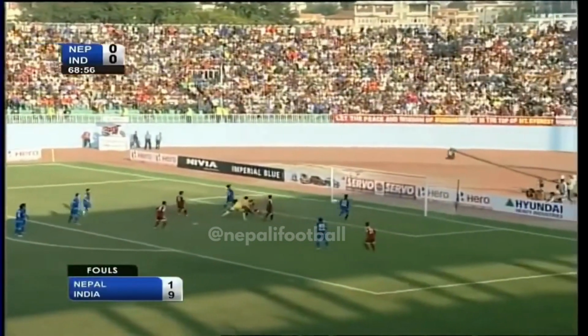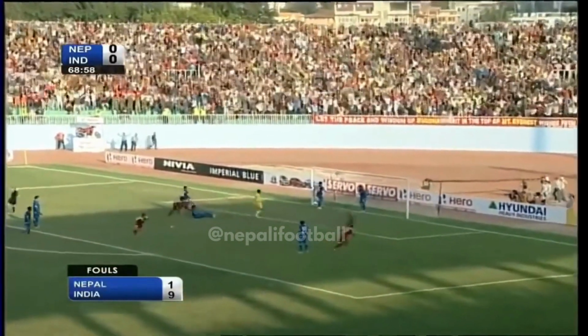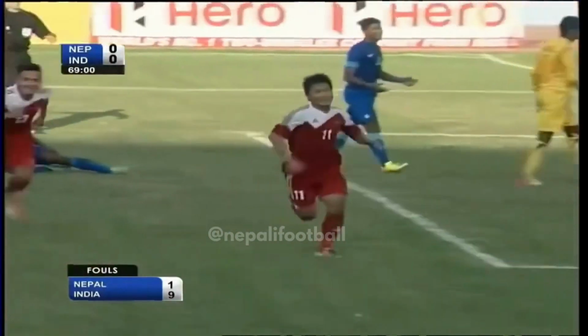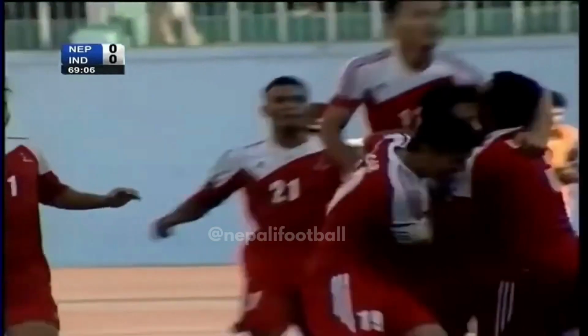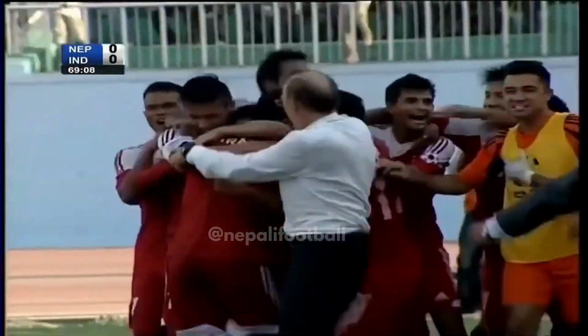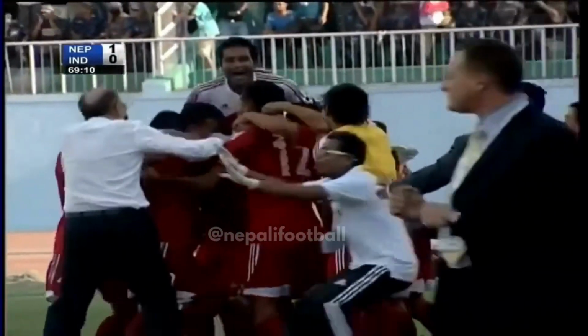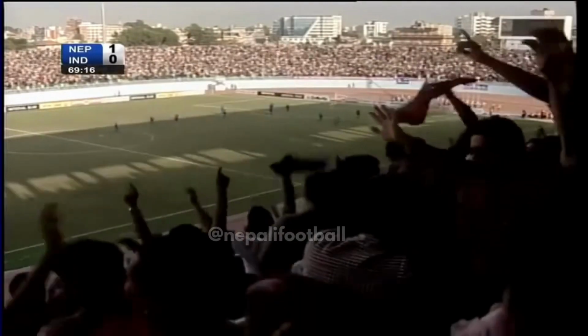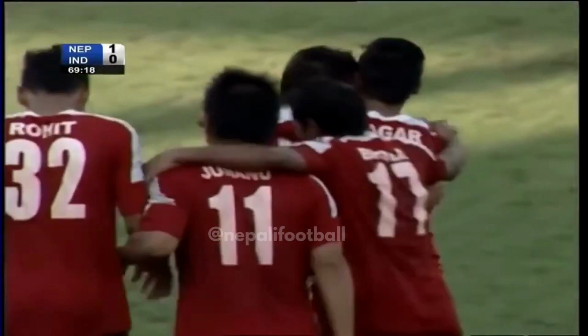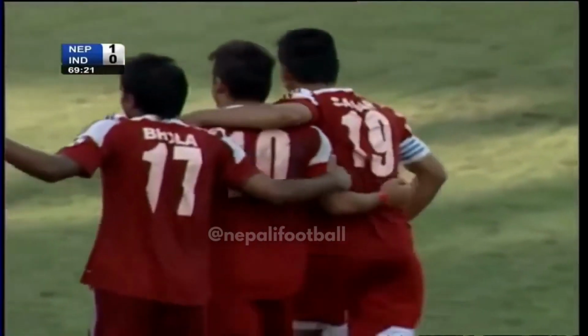Well, Sandeep Rai. And he crashes against the crossbar. And it's tapped in. And it's a goal for Nepal. The whole of the stadium is rocking. The Dashrath Stadium comes to life as Nepal secures the goal 24 minutes into the second half.